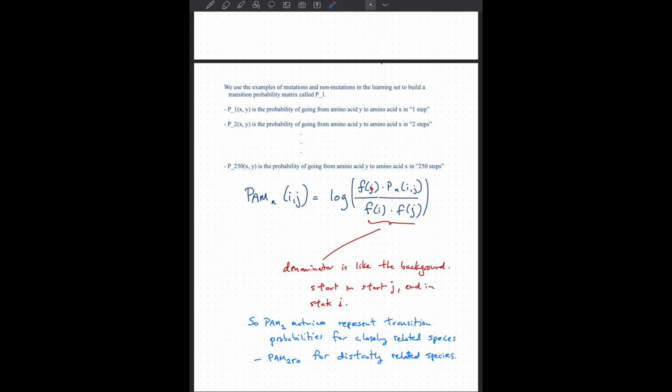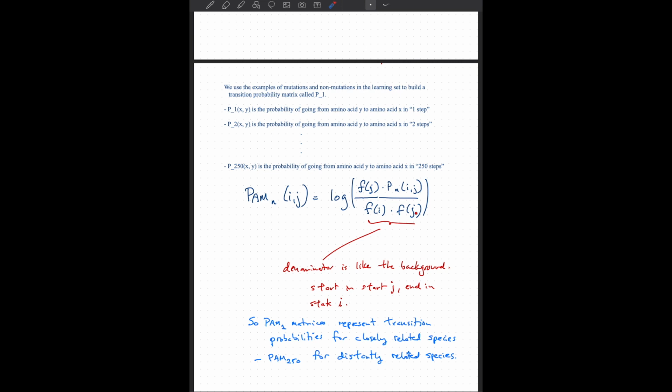So you started in amino acid J, right? And that's this guy. And you transited over N steps of the Markov chain from J into I. So think of this as simulating that Markov walk for N steps and ending up in state I. Now, that's divided by the background, which is just the probability of J occurring at random, right?